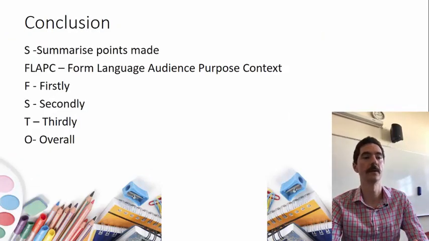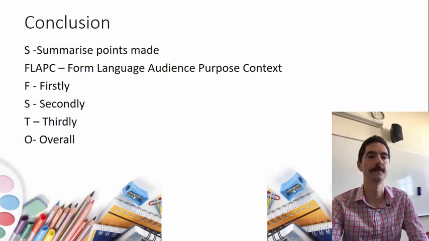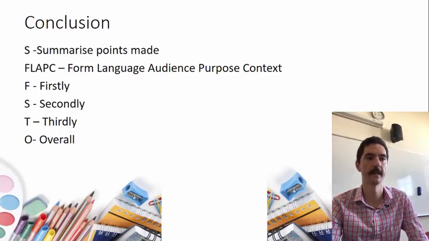Conclusion is very easy. You just summarize the points that you've made. You use FLAP C, so form, language, audience, purpose, context. So it's a mini version of the introduction, of course. Just make sure you refer to at least each of those things, and the more you link it, of course, the better you're doing, and then you just say firstly, secondly, thirdly in a basic overall statement.